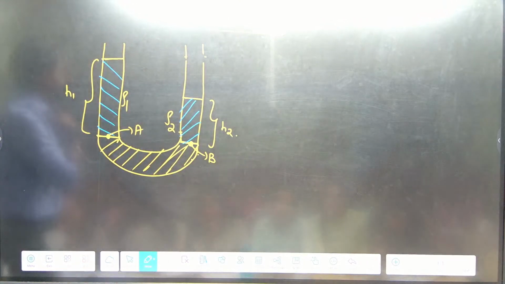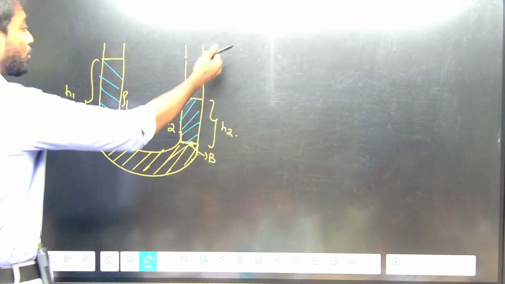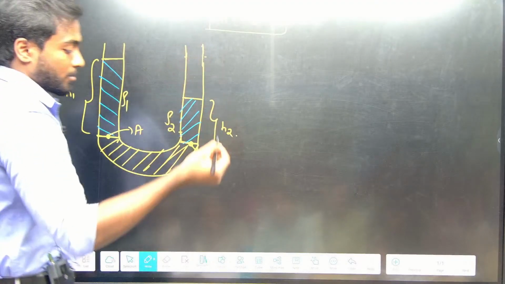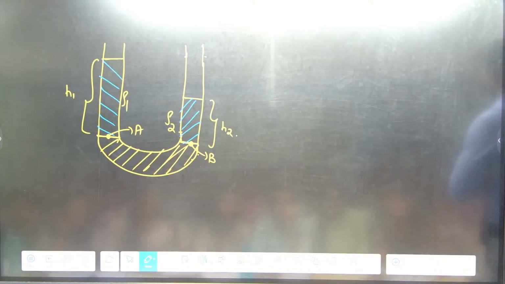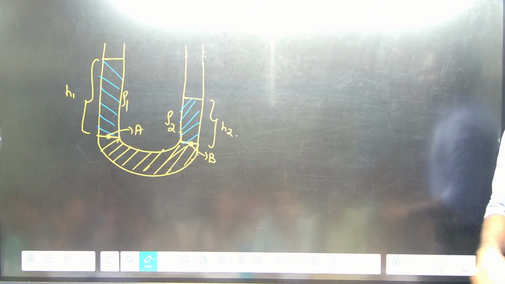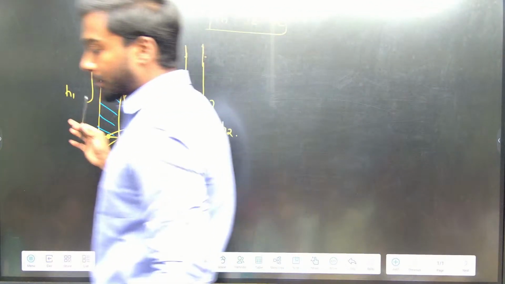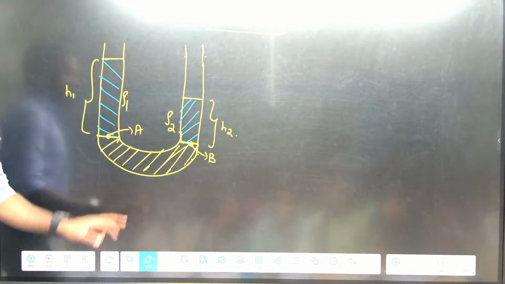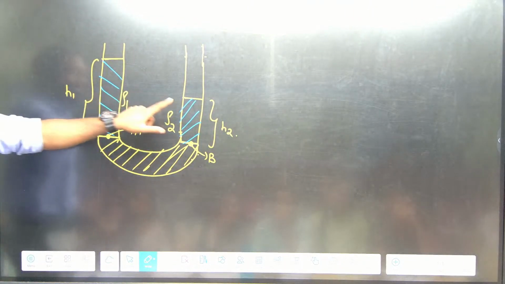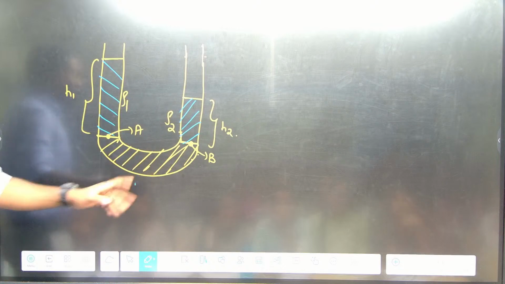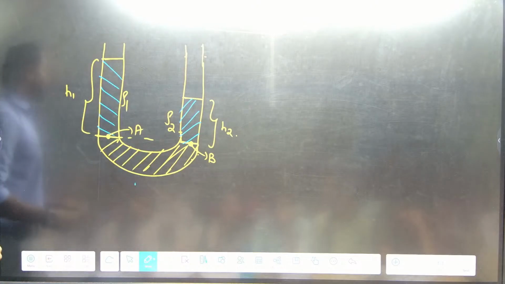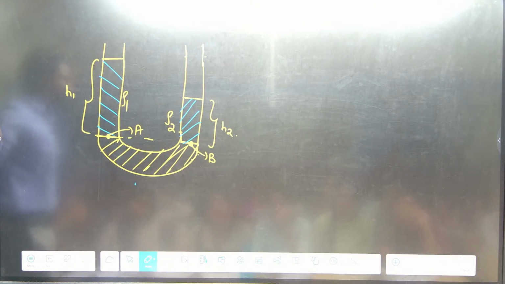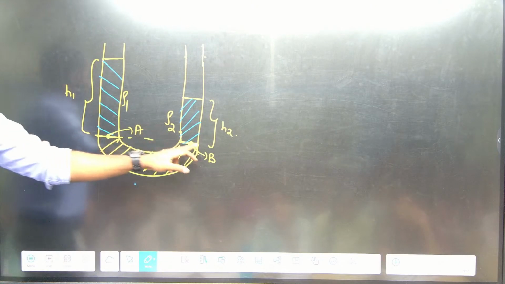Listen here. So there is a U-shaped tube, okay? In this, there are three different liquids, with density 1, density 2, and density 3. This is up to the same level, okay? And they are asking what is the pressure at A and pressure at B.